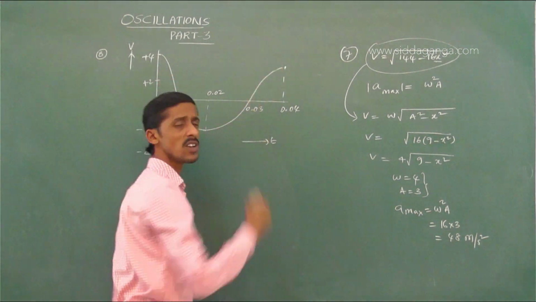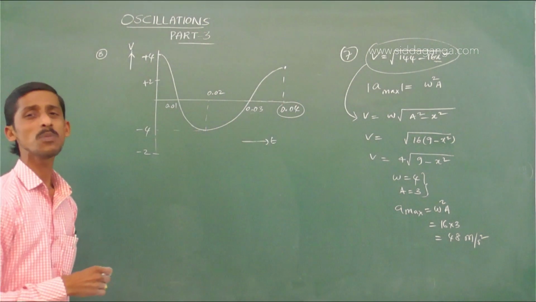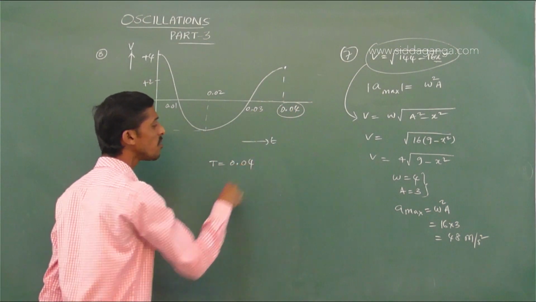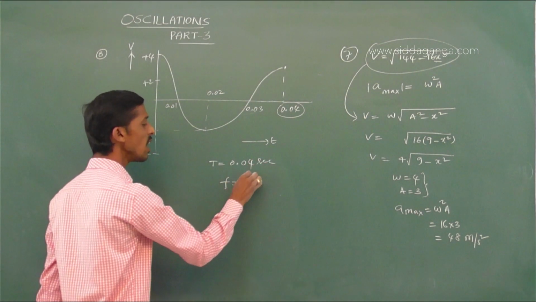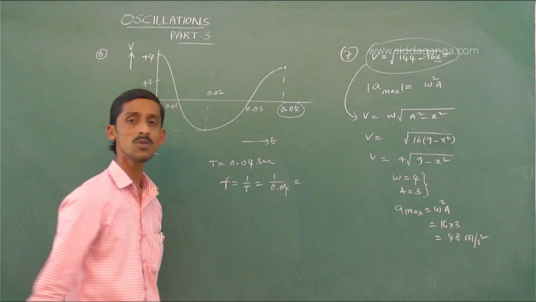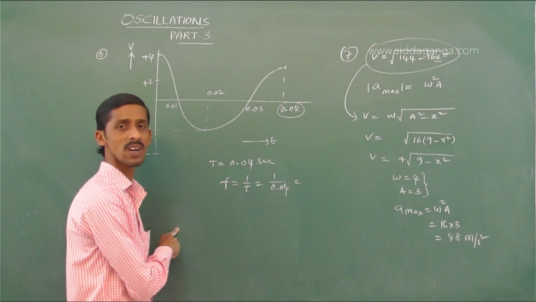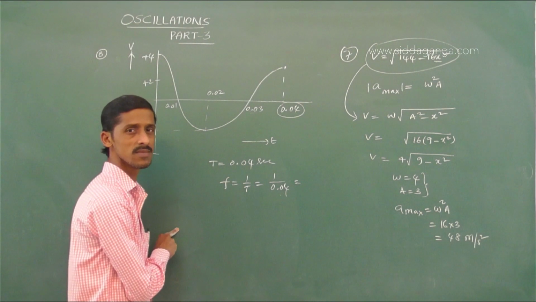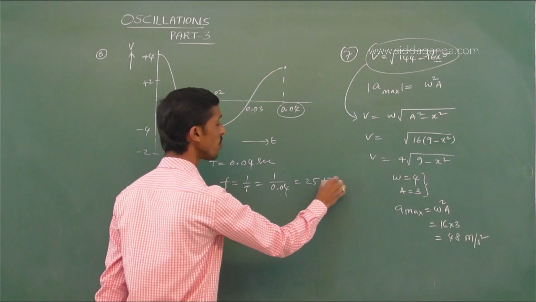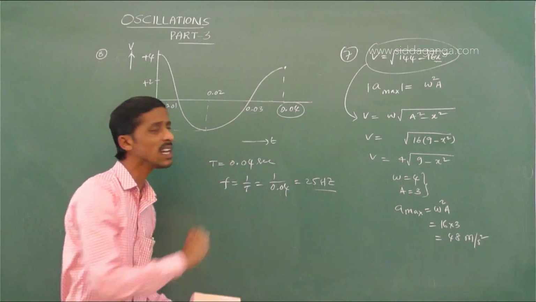In one complete oscillation, you can see what the time is. The time taken by the particle to complete one oscillation is nothing but the time period. So time period is equal to 0.04 second. Frequency is the reciprocal of time. So 1 by 0.04 is equal to, divide and multiply with 100, 100 by 4, which is 25. Simple question. You should know the meaning: look at the graph, see how much the time period is, and that is what comes.